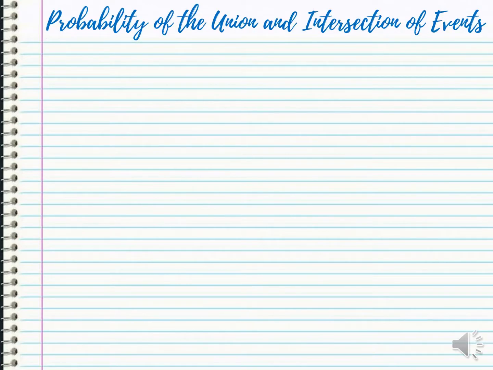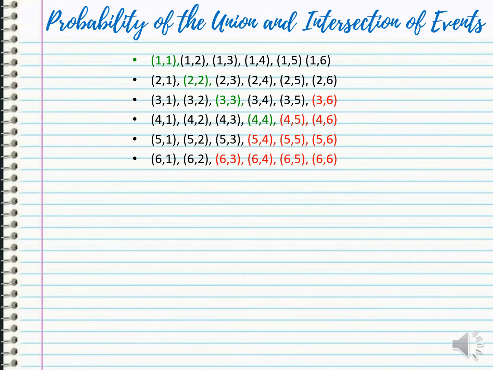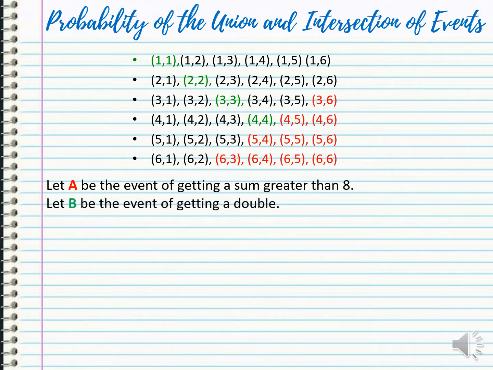So I copied the sample space. We have A as the event of getting a sum greater than 8. We also have B as the event of getting a double. So let us list down the elements of event A. So it looks like this.